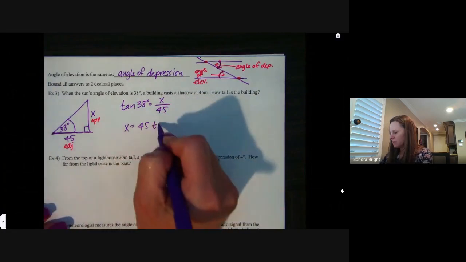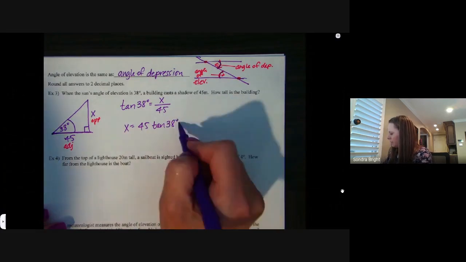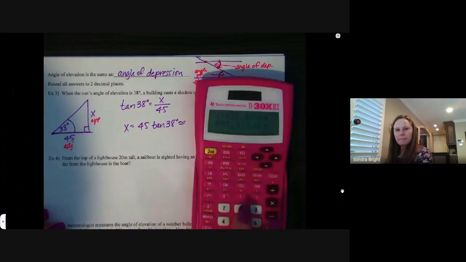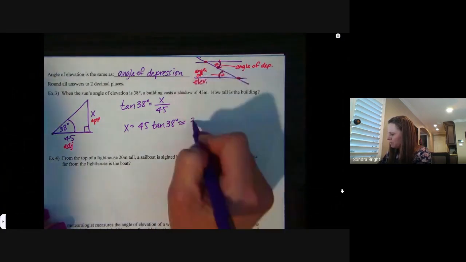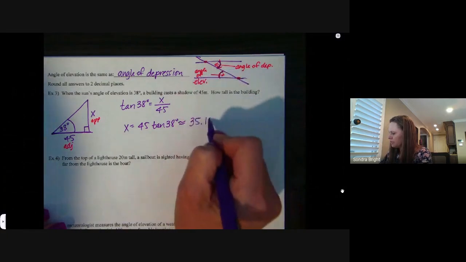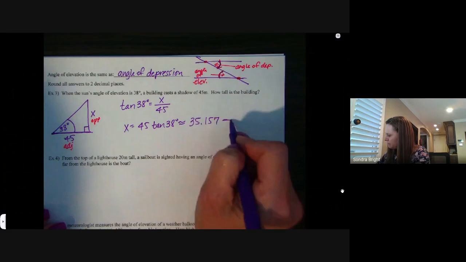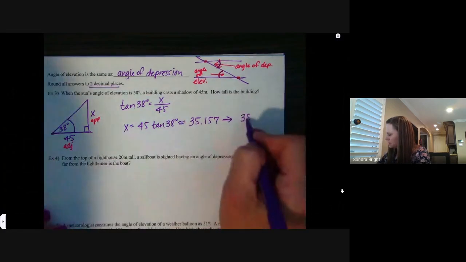And that will give you about what? 45 tangent of 38. 35.157. Which means if I go to 2 decimal places, like the directions tell me to, then I would say it's 35.16, and then meters was the unit.